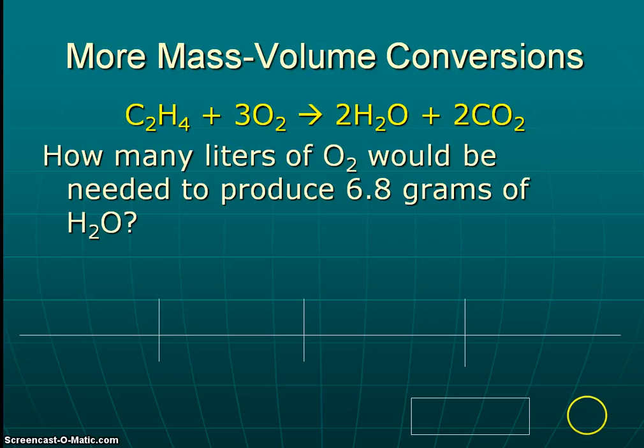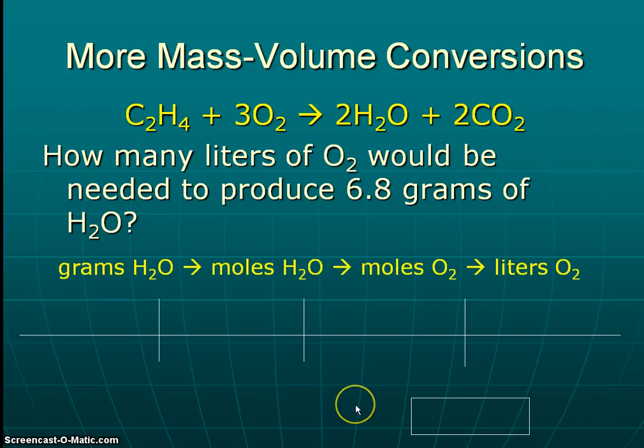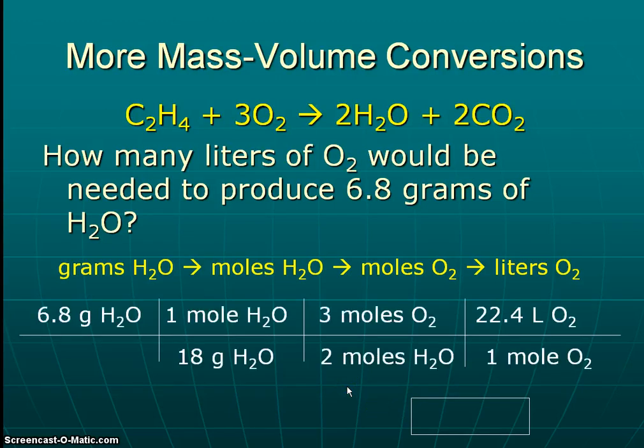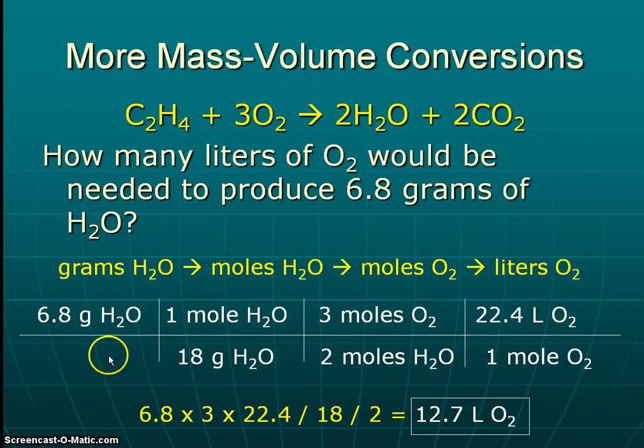This one is very similar to the last one, so I want you to pause the video and see if you can set it up yourself. Start with 6.8 grams of water, and I want you to see how many liters of oxygen, the O2, you would need at the end. So go ahead and start with 6.8 grams of H2O and turn it into liters of O2. See if you can set up your fence and calculate it. But pause the video first so you can see how you do. And then check your answers.